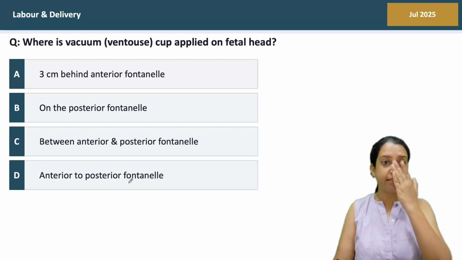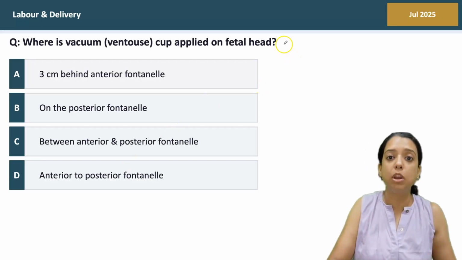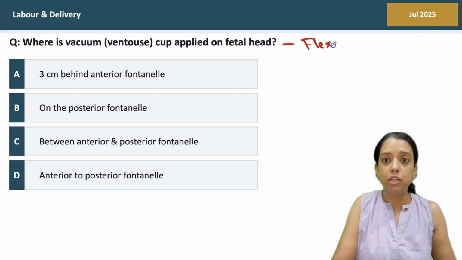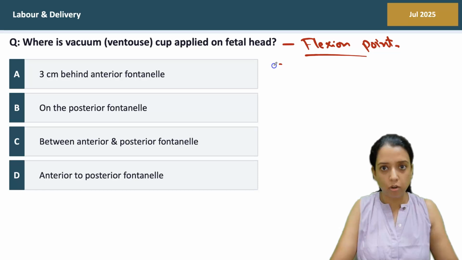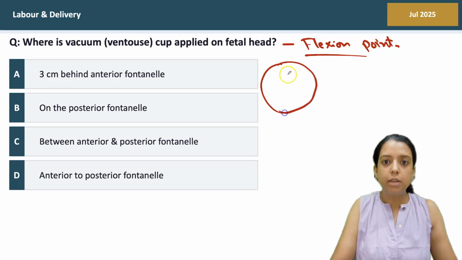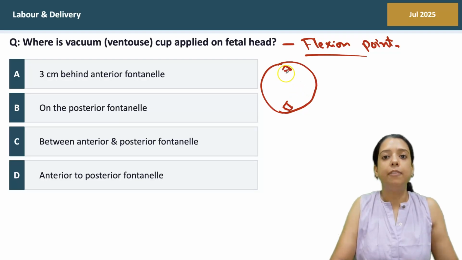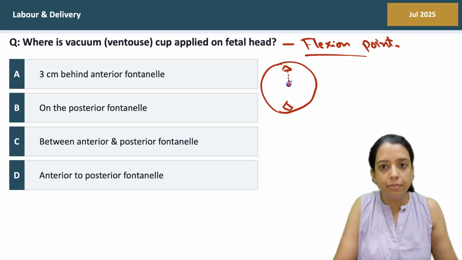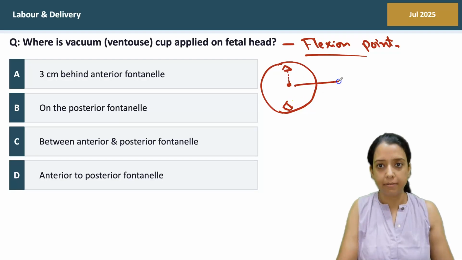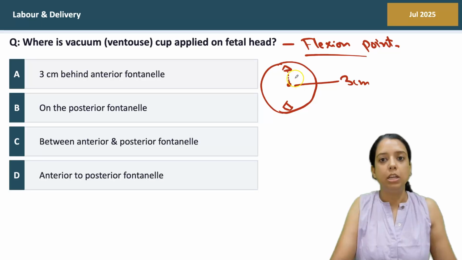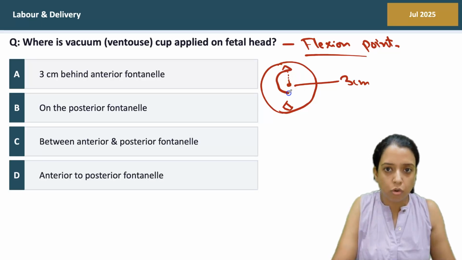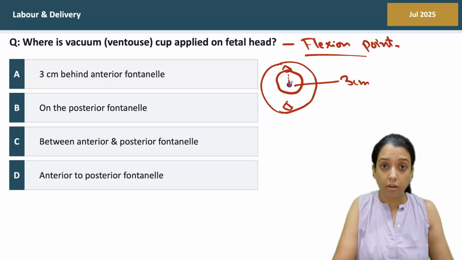Where is the vacuum cup applied on the fetal head? The vacuum cup has to be on something called the flexion point. Where is the flexion point on the fetal head? If this is your posterior fontanelle, this is your anterior fontanelle. The flexion point is 3 centimeter in front of the posterior fontanelle. Here. So the vacuum has to be placed so that the center of the vacuum is on the flexion point.